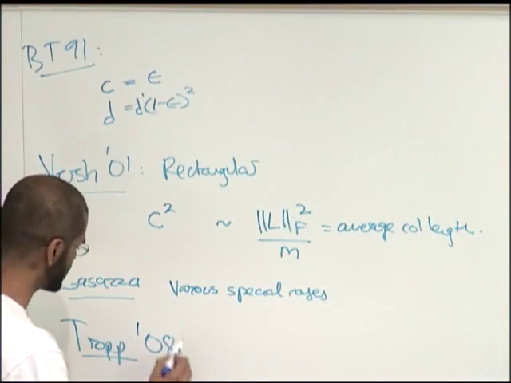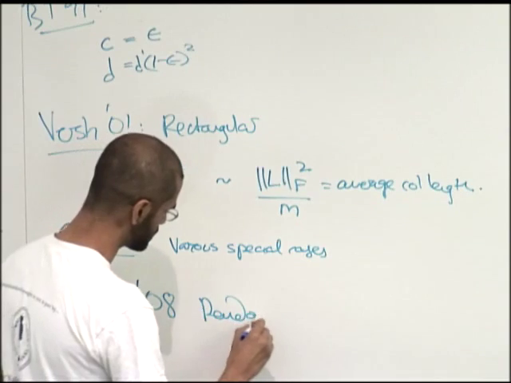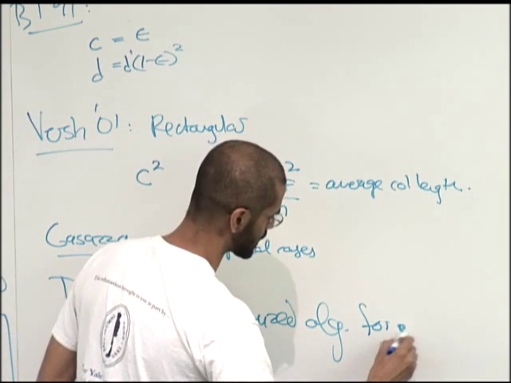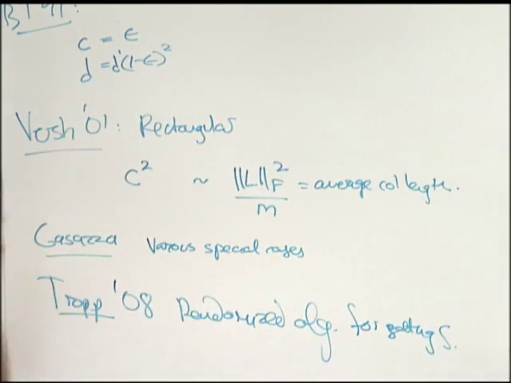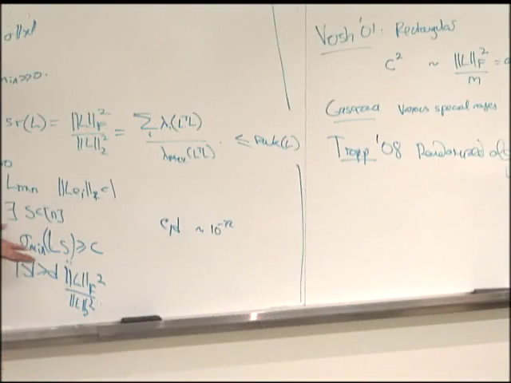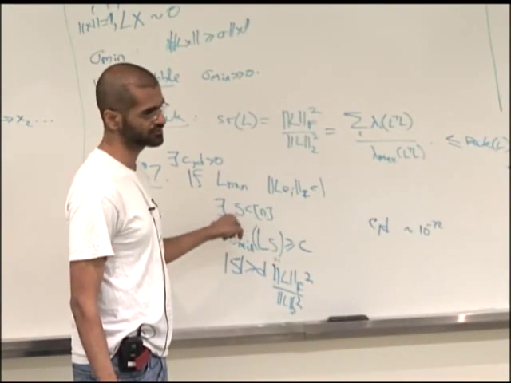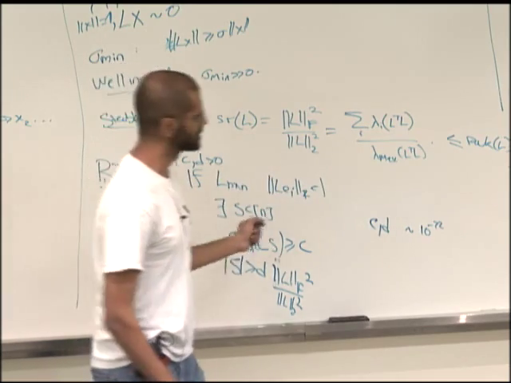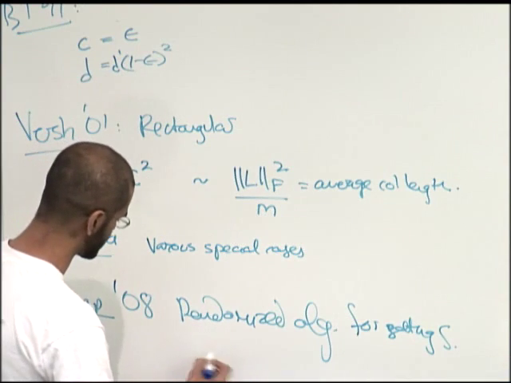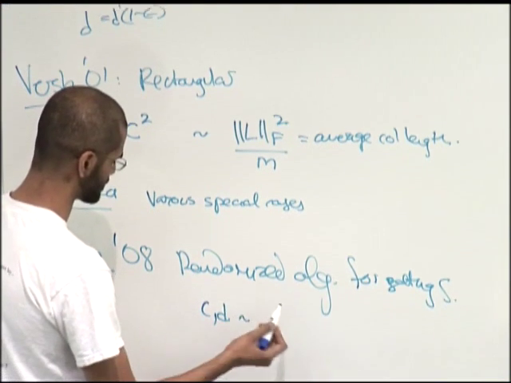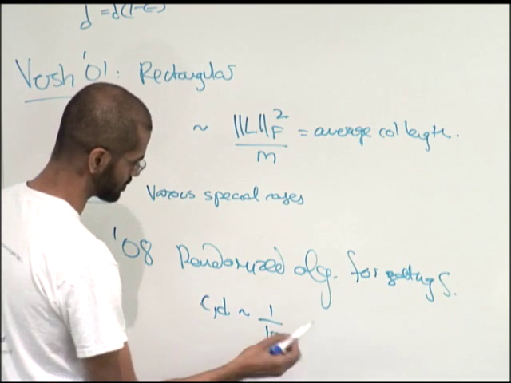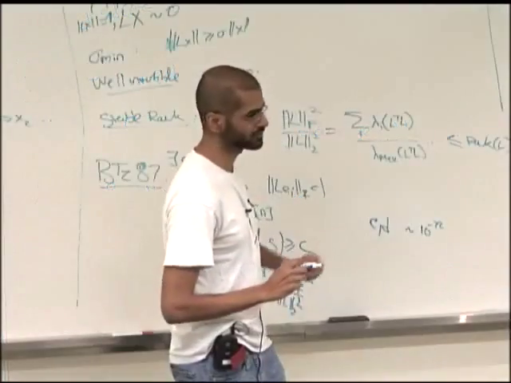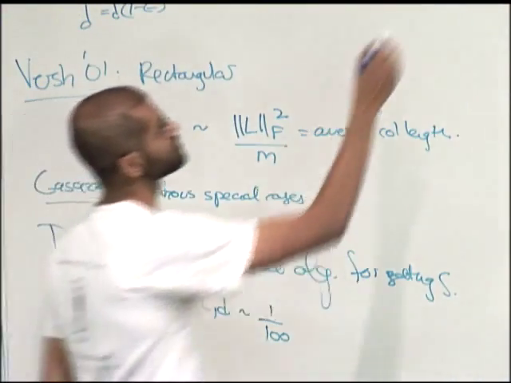Then Tropp in 2008 gave a randomized algorithm for getting S. So this is a randomized polynomial time algorithm. So this original proof was very non-constructive, and it was totally not clear how to get this set S. And he sort of made this proof algorithmic and got a randomized algorithm, and improved the constants. I think the order of magnitude of these things could be improved to, say, 1/100 by this point. Okay, for certain regimes of C and D. Okay, so this is sort of what's known about this.